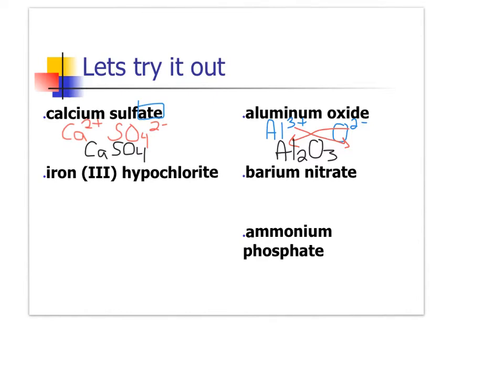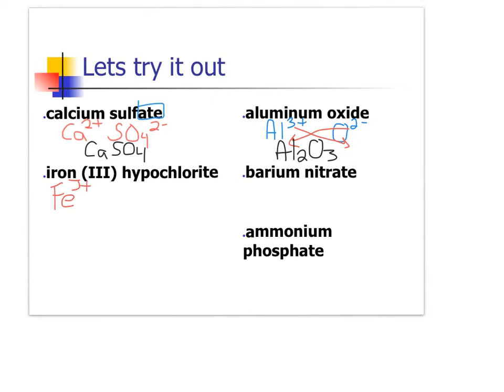Pretty straightforward. Iron 3 hypochlorite. Wow, there's a couple weird things that are happening with this one. Iron 3. What does that 3 represent? That means I have an iron that has a positive 3 charge.